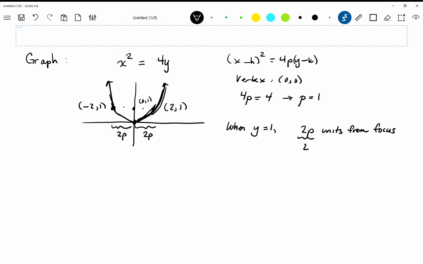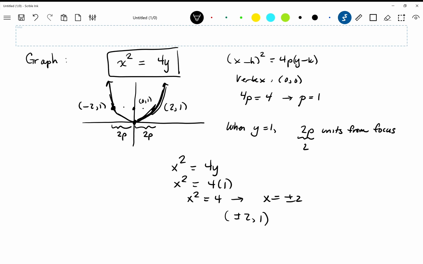And now let's just double check that. Actually, I'm sorry, since it started with y equals 1, let's start there. So if y is equal to 1, that means x squared is equal to 4, which means x is equal to plus or minus 2. So boom, there it is. We have plus or minus 2, comma 1. And there's how we know our parabola is shaped the way it is. Okay, so that's basically it for a basic example.